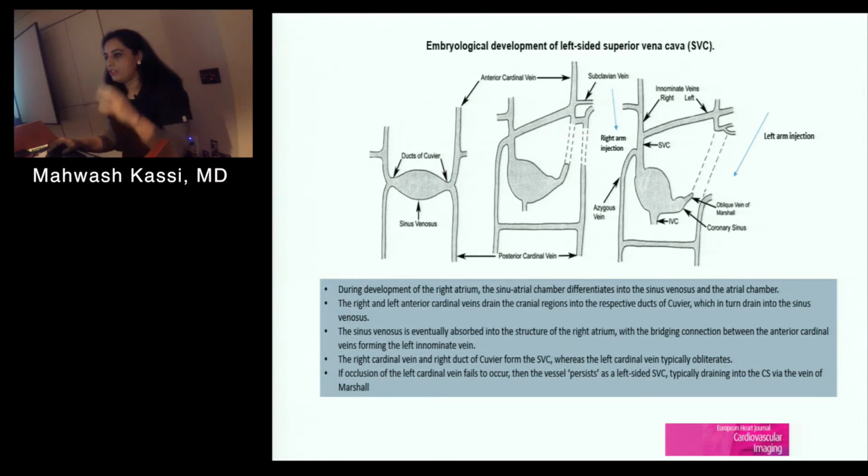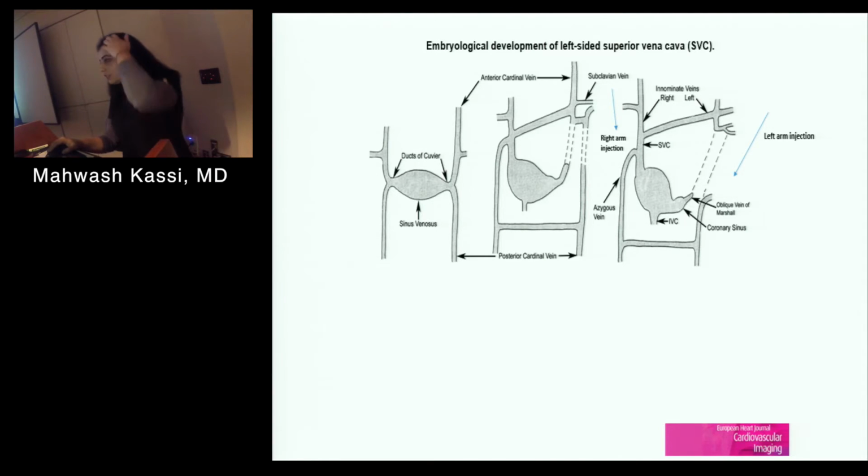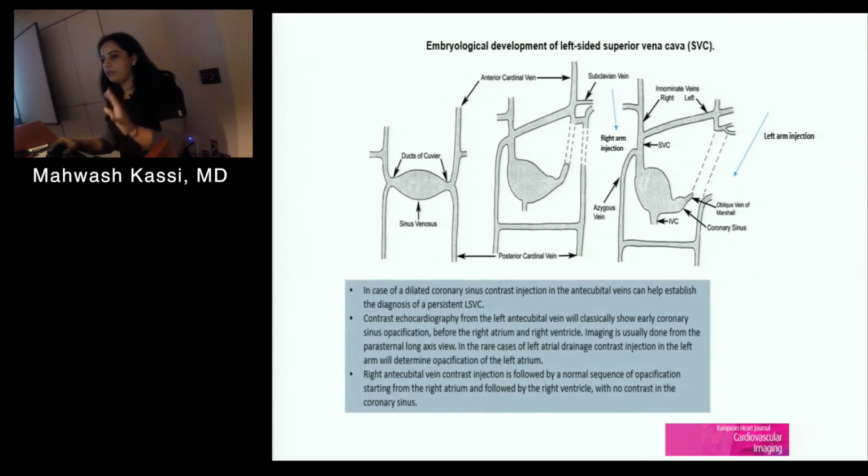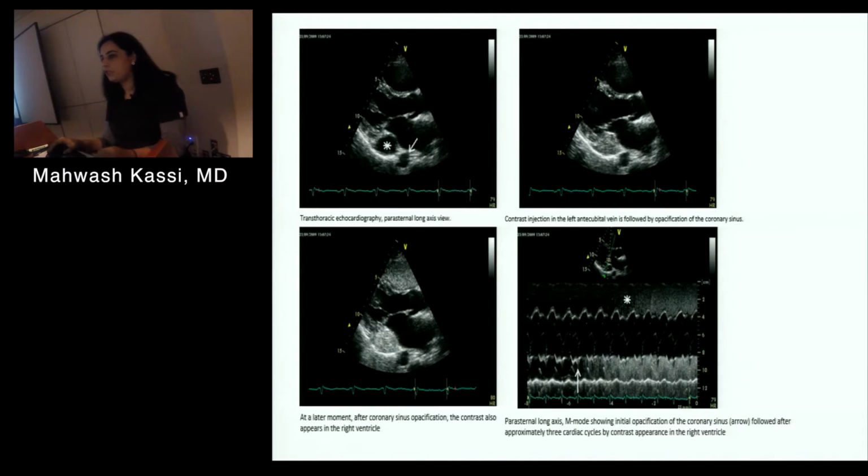So I think this concept is important to understand. The key thing there is usually the left innominate vein is not present. And it just drains, the left side of the SVC, into the coronary sinus. So basically, this is kind of like a background and what to expect when you're doing an echocardiogram.